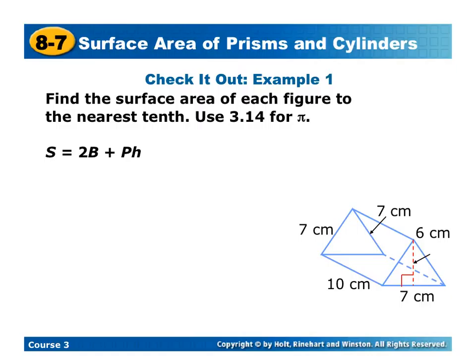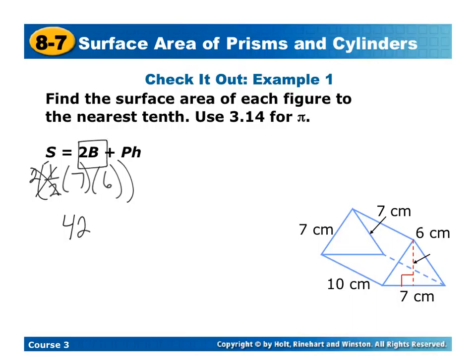So why don't you pause the video and try this one on your own. So once again, we have 1/2 times our base, which is 7, times its height. We multiply this by 2. Now some of you may have noticed that when you do 2 times 1/2, these actually cancel each other out. So 7 times 6 is just going to give us 42 for the 2 times the base.